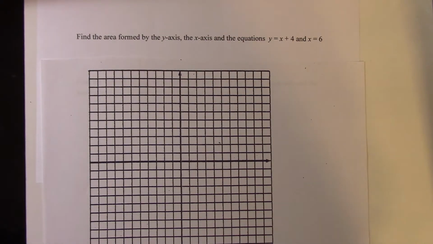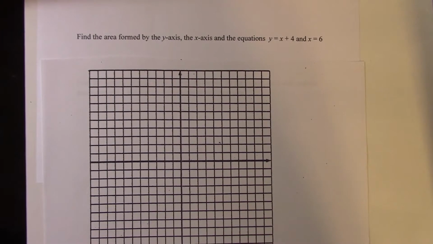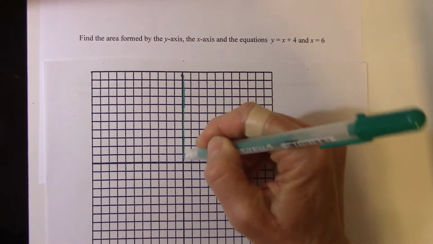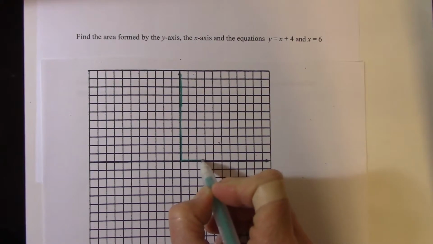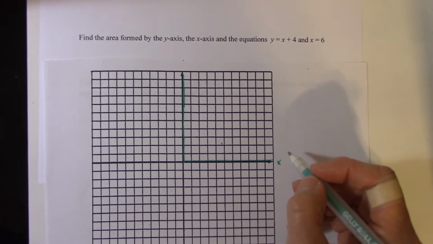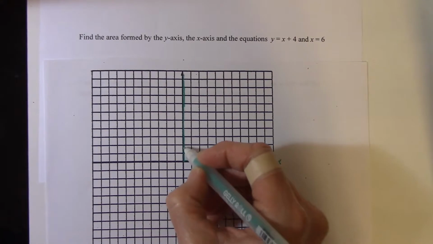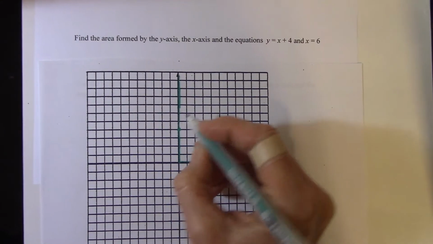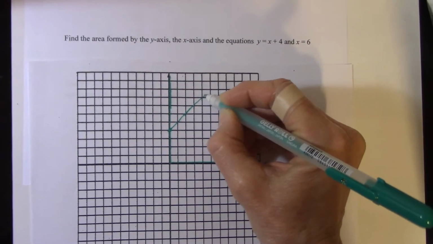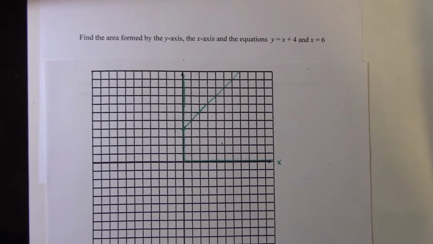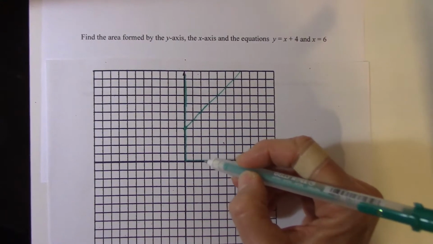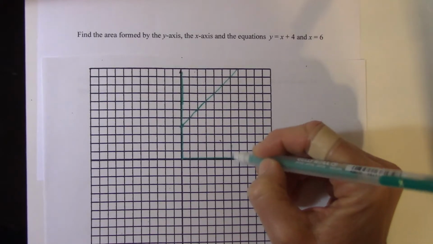So here we have our y-axis, here's our x-axis, the equation y equals x plus 4, we're going to start at 1, 2, 3, 4, and then it has a slope of 1, so it's going to go like that, and the line x equals 6, so it's a vertical line at 1, 2, 3, 4, 5, 6, right here at 6.